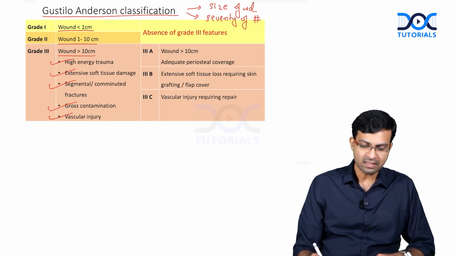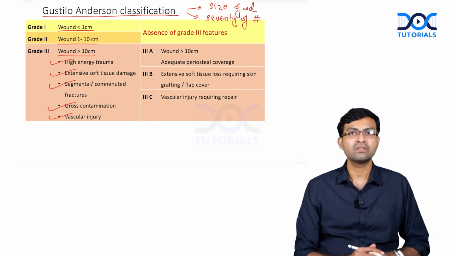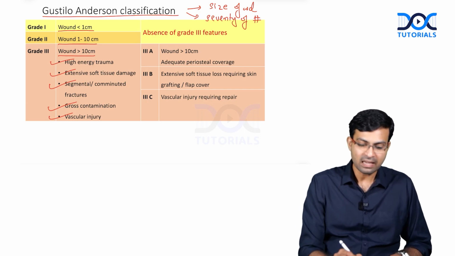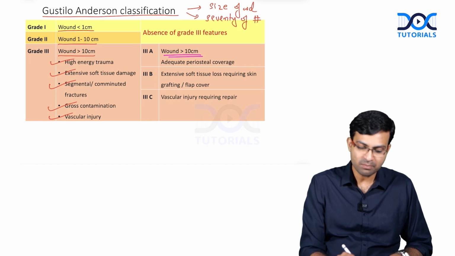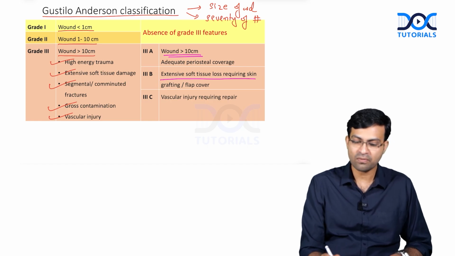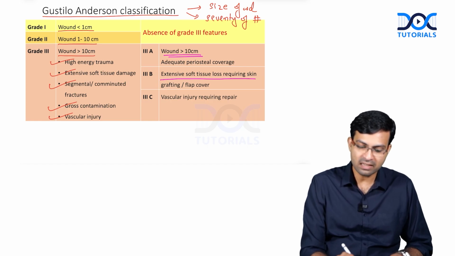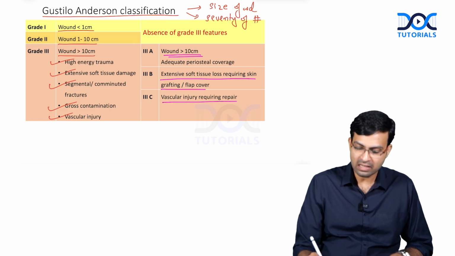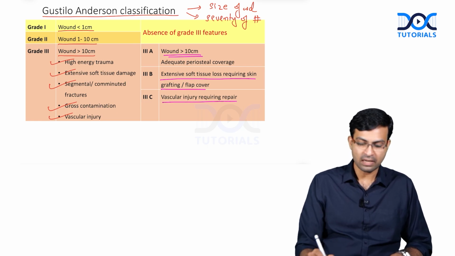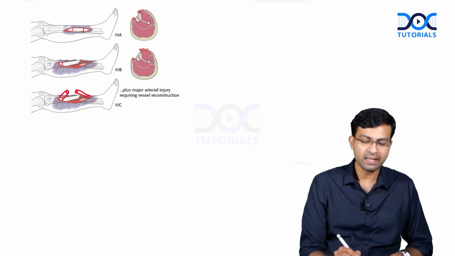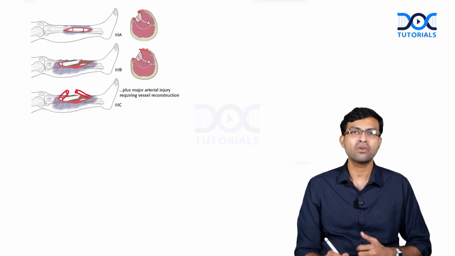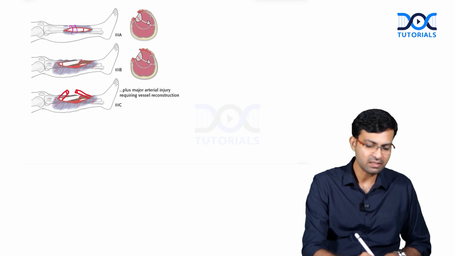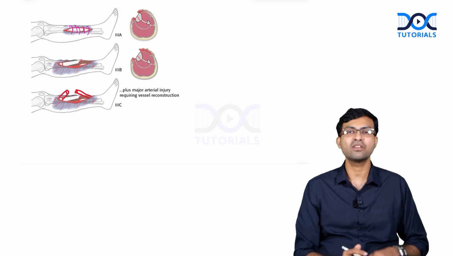Now, the grade 3 fractures are further classified into 3 types, A, B and C. Type 3A is a simple wound more than 10 cm. Type 3B is where there is extensive soft tissue loss requiring skin grafting or flap cover. Type 3C is vascular injury requiring repair. So let me tell you. In type 3A, there is a simple wound which is 11 or 12 centimeters. What you can do is just put sutures like this and you can close the wound.